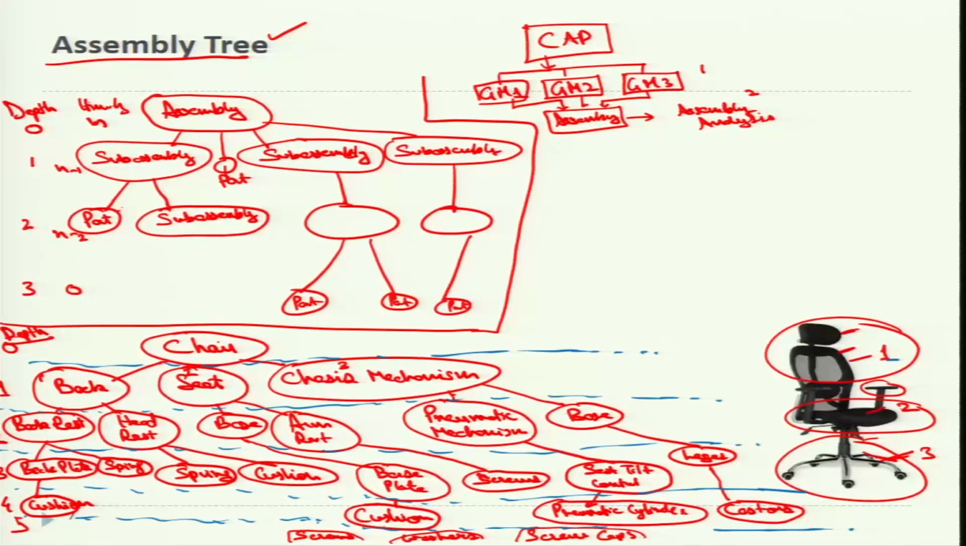So this was an assembly tree where the questions and decisions that arise would be: number 1, identify the dependencies.